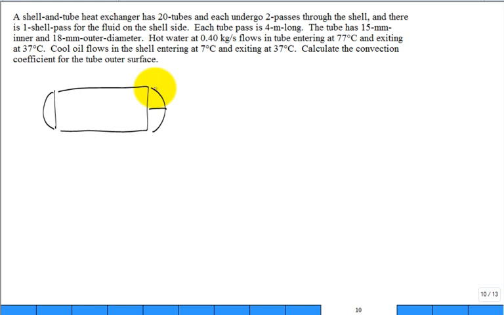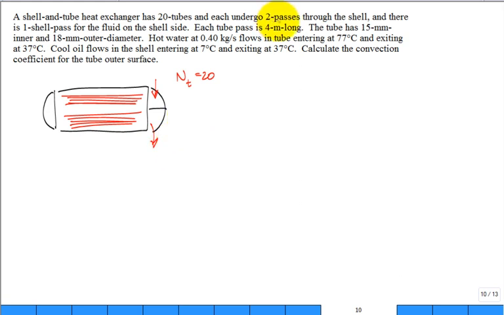The hot water comes in, so I'll just color code it red. Then it goes into how many tubes? 20 tubes, and the number of tubes is 20. Then it comes out and goes through 20 tubes out, is collected, and goes out.